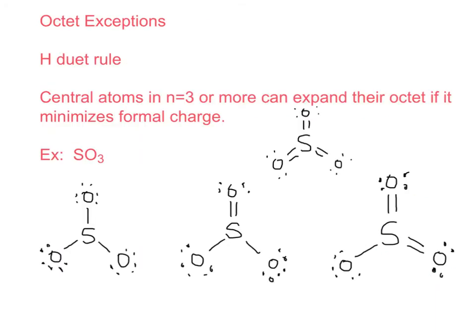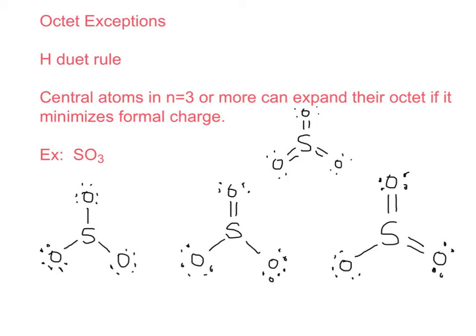So we do have some octet rule exceptions, and we've already covered one of them, and that's the duet rule, where tiny atoms like hydrogen are stable with only a single pair of electrons in their electron cloud. But let's go up to the other end. If we have central atoms that are in n equal 3 or more, in other words, the third row of the periodic table, we find that they will expand their octet in situations where it serves to minimize the formal charge, that is, to bring the formal charge of more atoms in the molecule to 0.